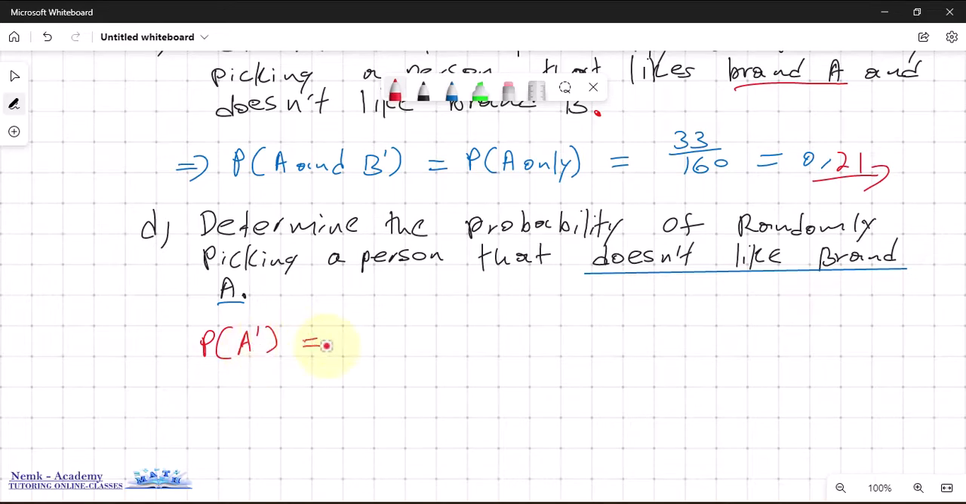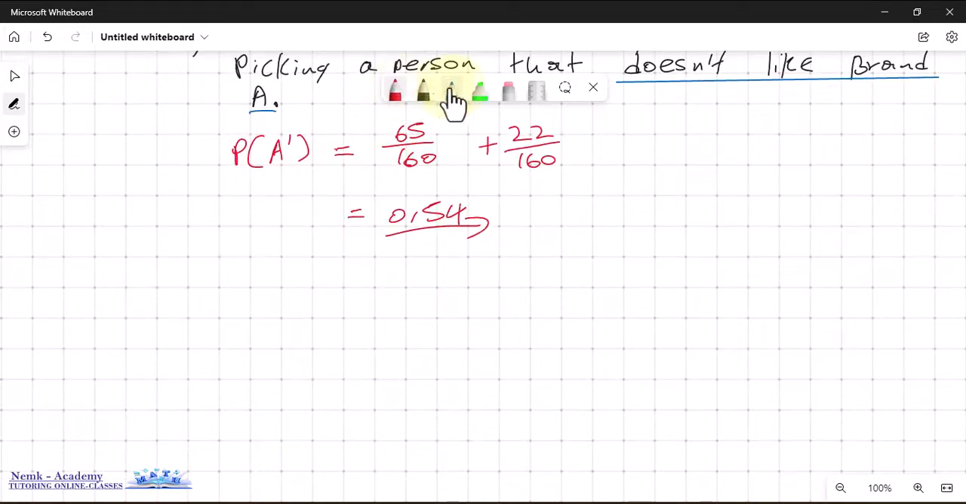Probability of not A is equal to what? Start with the 65 over 160 plus the 22 over 160. These are probabilities. What is our answer? 0.54. That's correct.